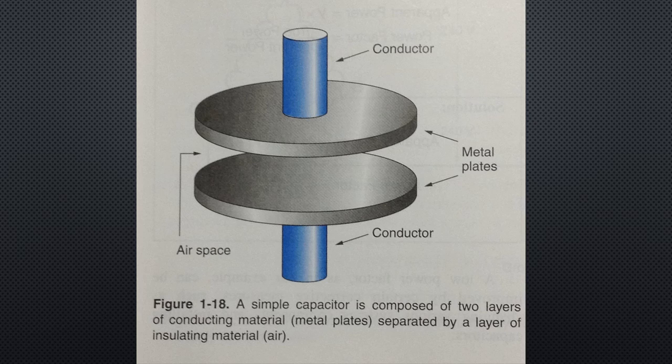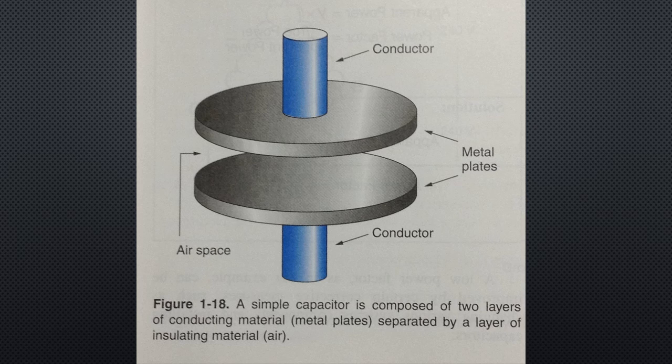In a purely capacitive AC circuit without any inductance or resistance, the current will lead the voltage by 90 degrees, or by a quarter of a cycle.